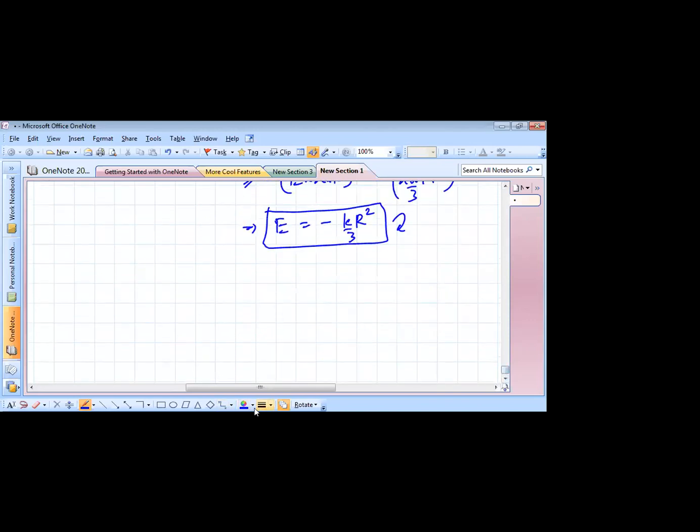So now you go back to your actual metallic ring. Your actual metallic ring is like this.